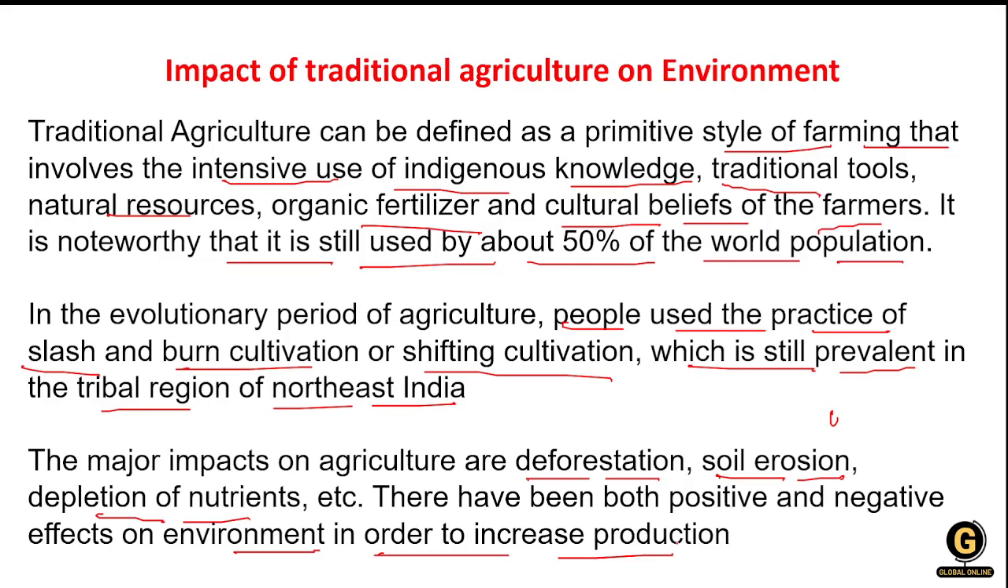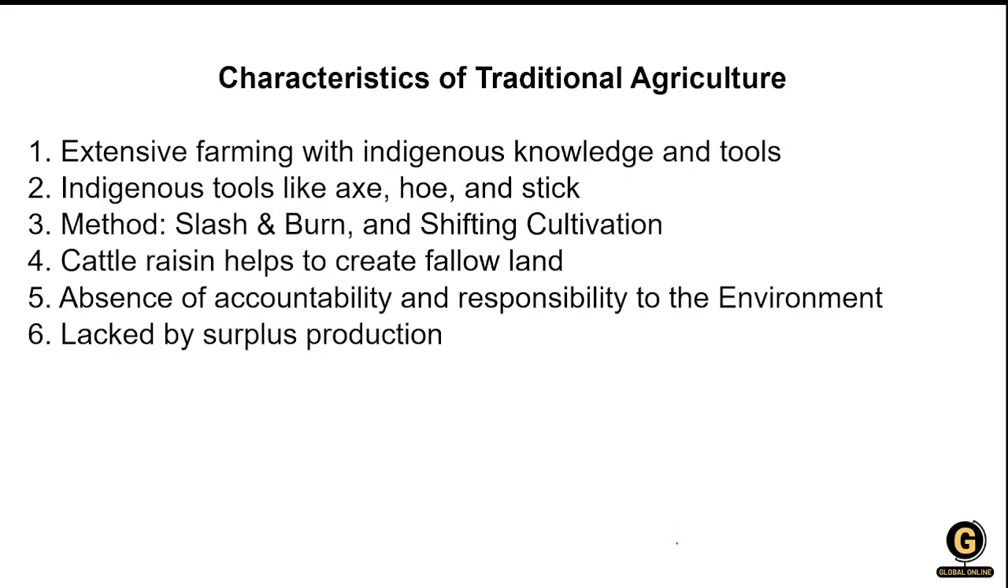Clear? Because we are doing this just to maximize our production, the output from agriculture, right? But in that way, we are impacting the environment very negatively. Clear? So this is how traditional agriculture can impact the environment.